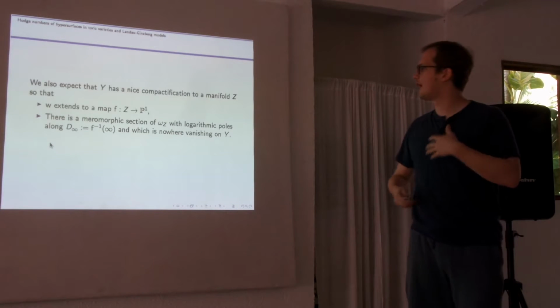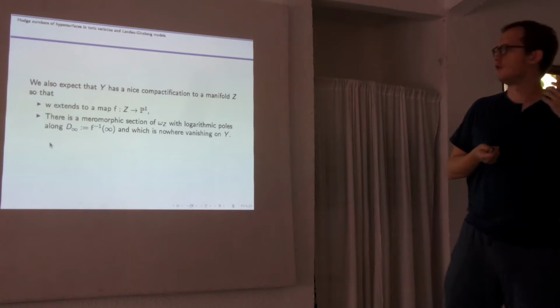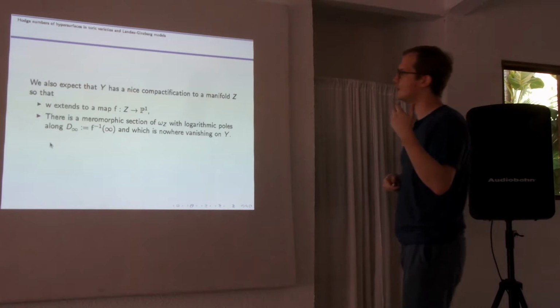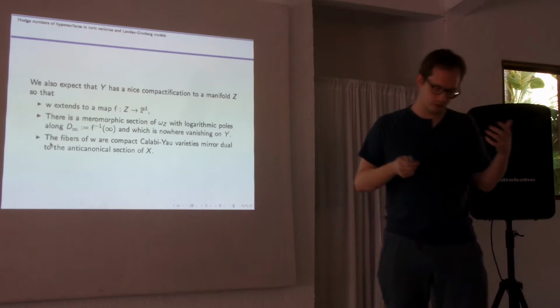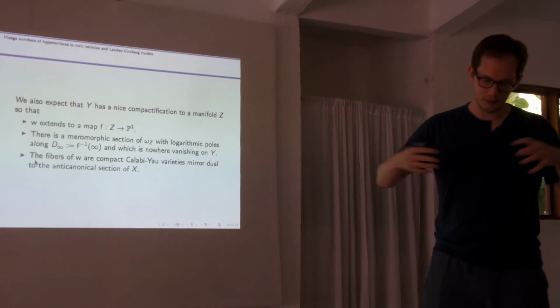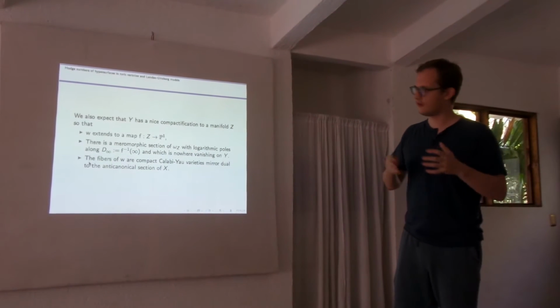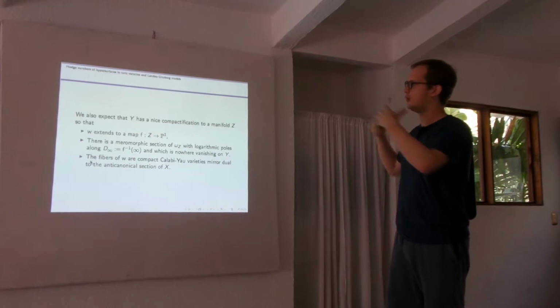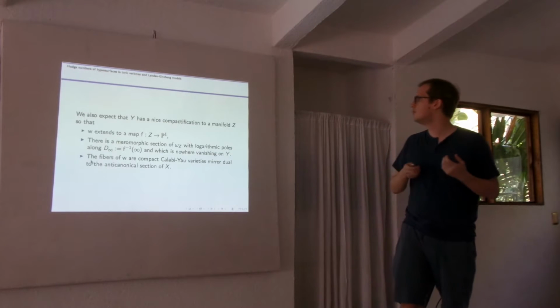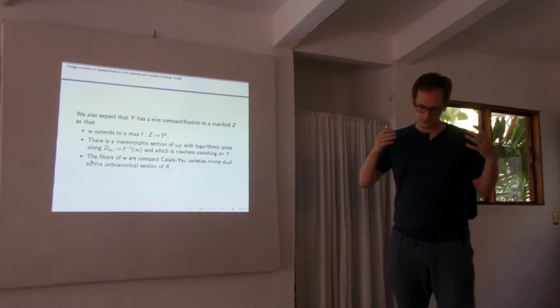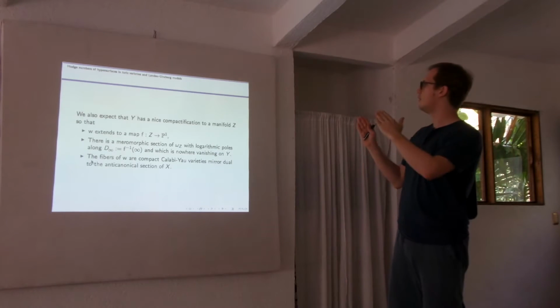We want this to vanish nowhere along the rest of Y. So this is sort of a log Calabi-Yau condition. And the other condition is that this encompasses mirror symmetry. And this isn't a definition, this is just sort of expected properties.